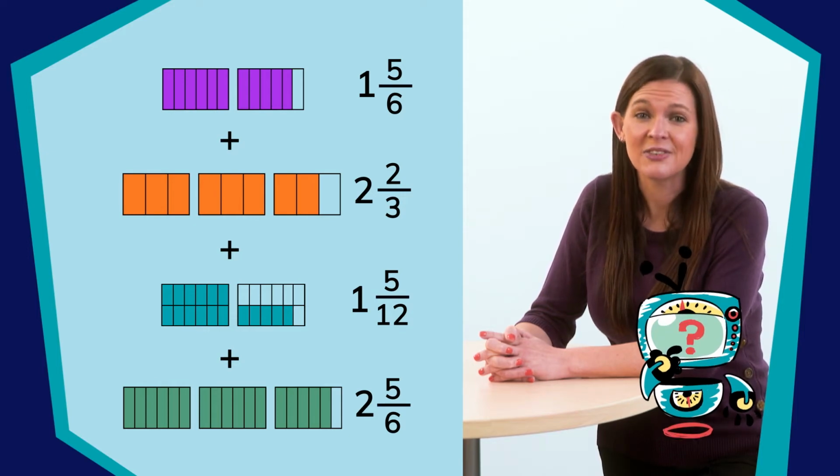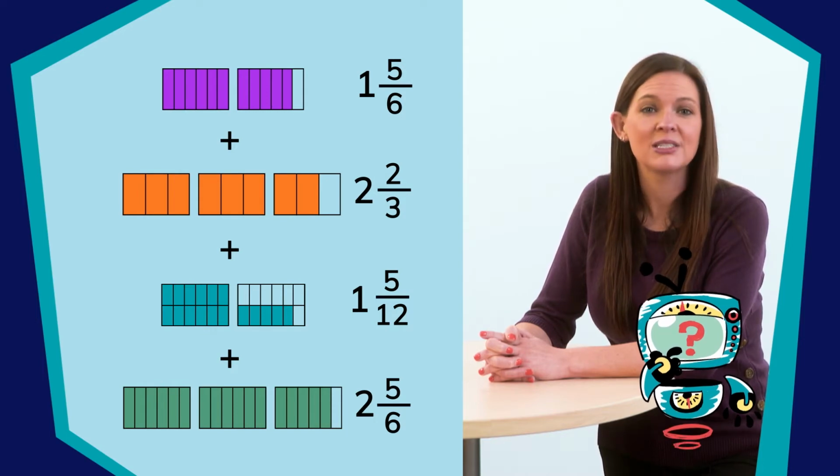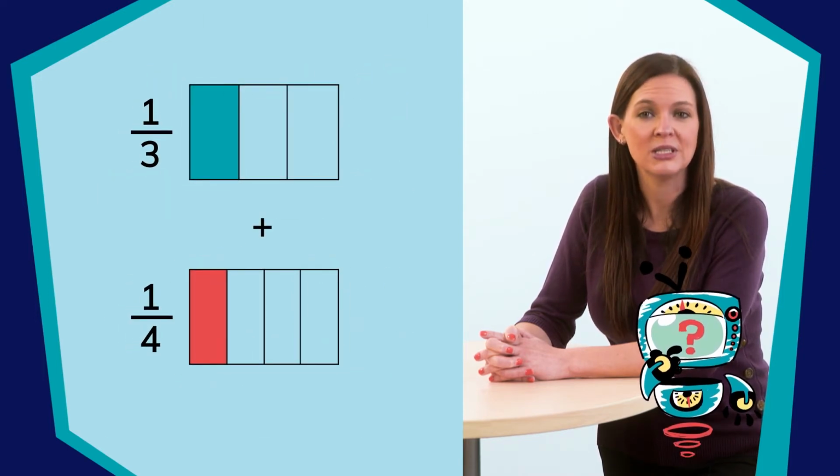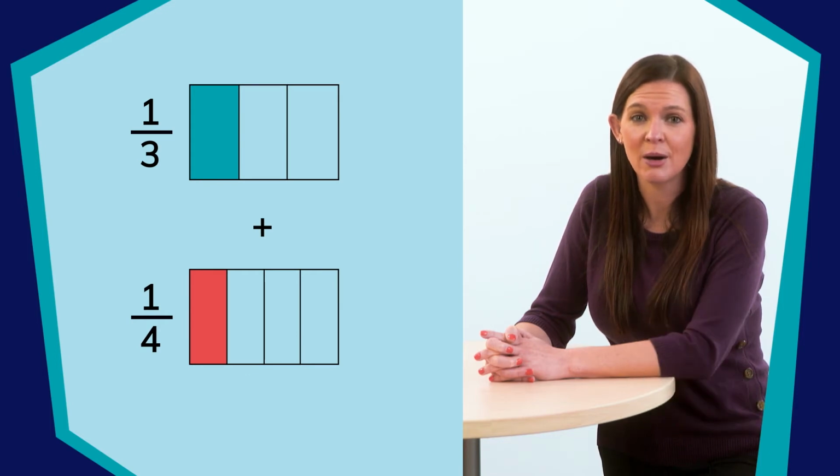We are going to need to find equivalent fractions for some of these so we can add them, because as you know, you can't add pieces that aren't the same size together. 1/3 plus 1/4 can't be done unless you find a common denominator and make equivalent fractions.